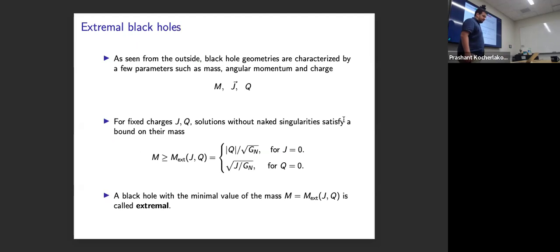Okay, so let me start by reminding you what extremal black holes are. As seen from the outside, black hole geometries are characterized by only a few parameters, such as the mass, the angular momentum, and the charge. For fixed charges, solutions without naked singularities have to satisfy a lower bound on their mass. There is a general expression for arbitrary J's and Q's, but to simplify, I'm reminding you of the non-rotating and uncharged cases. This would be the lower bound on the mass for a Kerr black hole, and this for a Reissner-Nordstrom. If the mass is bigger than this value, the singularities are behind horizons, and if you're below this bound, then you have naked singularities. A black hole with the minimal value of the mass, which saturates the bound, is called extremal.